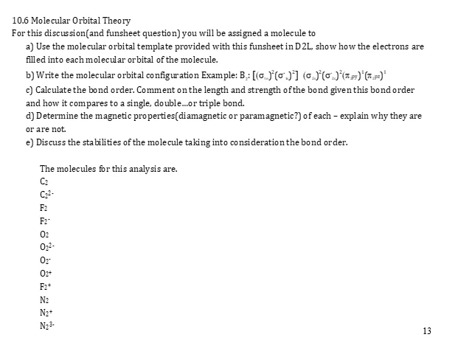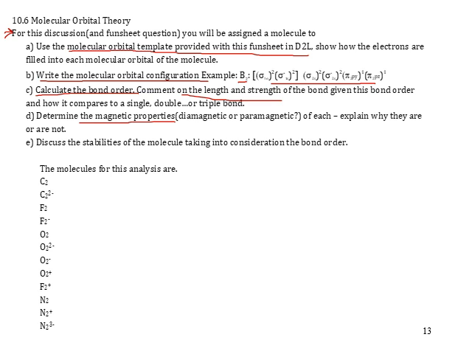So for your fun sheet question and for the last discussion for chapter 10, the goal here is to look at your assigned molecule and do exactly what we just did on the previous slides. Create the diagram from that template that I just showed you, and there's one in D2L for you to show how you fill them up. Write the molecular orbital configuration, just like we did, and here's an example for you for B2. Calculate the bond order, and then comment on the length and strength of the bond.